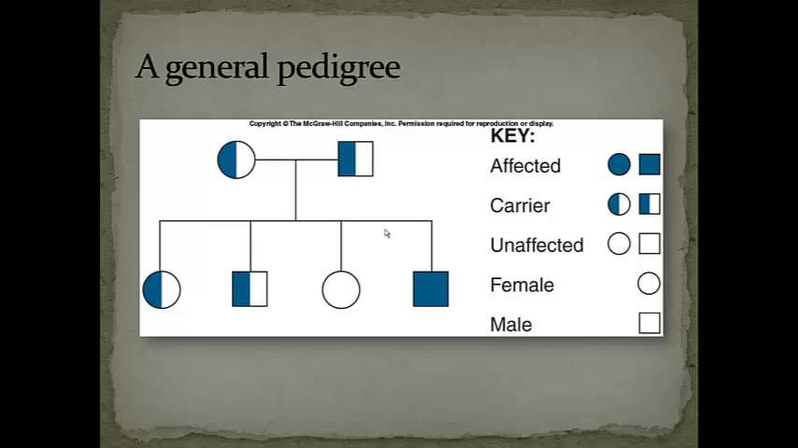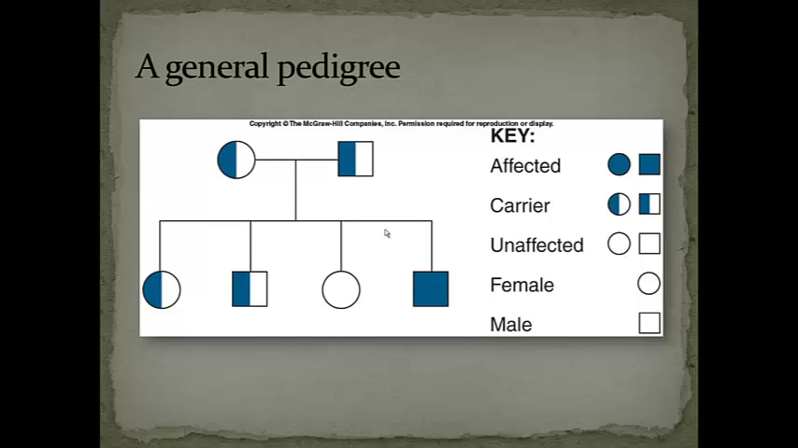This is a generic pedigree. It doesn't really say much, but I wanted to set the stage before we get into details. Circles are female, squares are male, and stuff that's colored in, a solid colored in shape, is affected, so carrying the disorder.